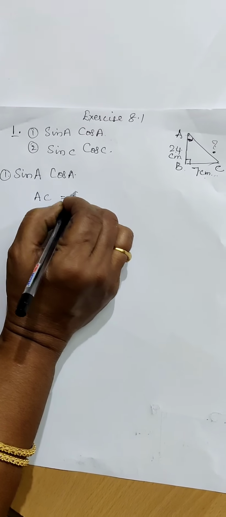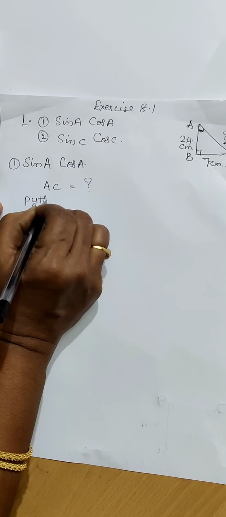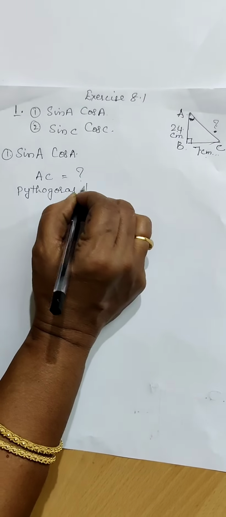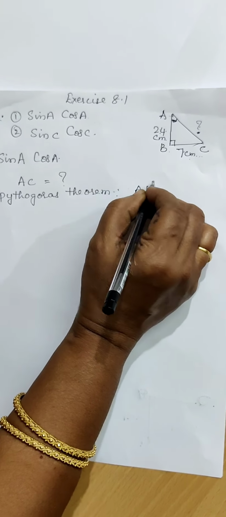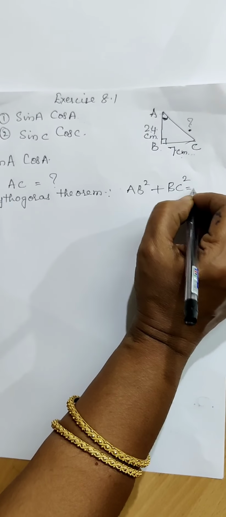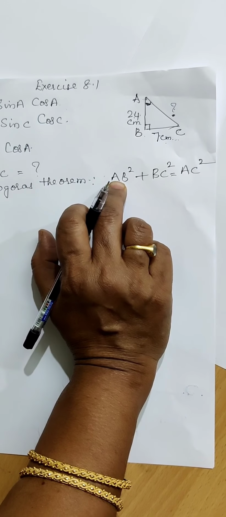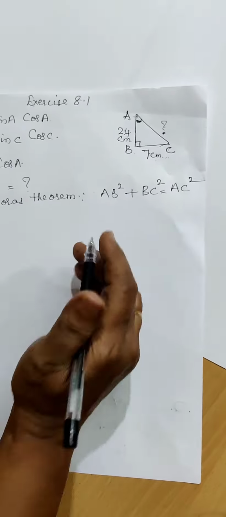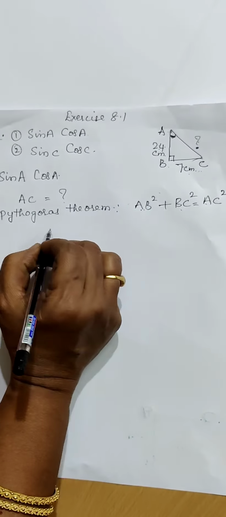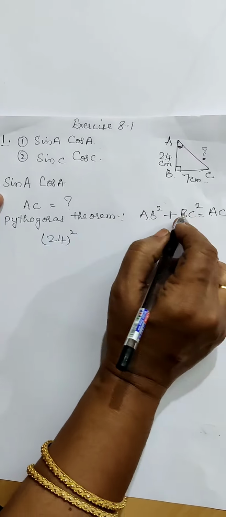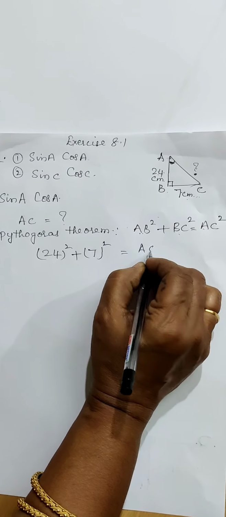See, how to find AC? According to Pythagoras theorem, we should follow the Pythagoras theorem. What is Pythagoras theorem? AB square plus BC square is equal to AC square. AC is the hypotenuse. AB is one side, BC is another side. So adjacent square plus opposite square is equal to hypotenuse square. Now what is AB square given to you? 24 square plus BC square, given as 7 square, is equal to AC square.